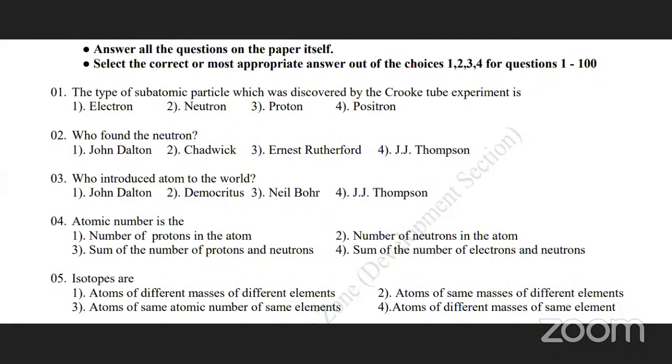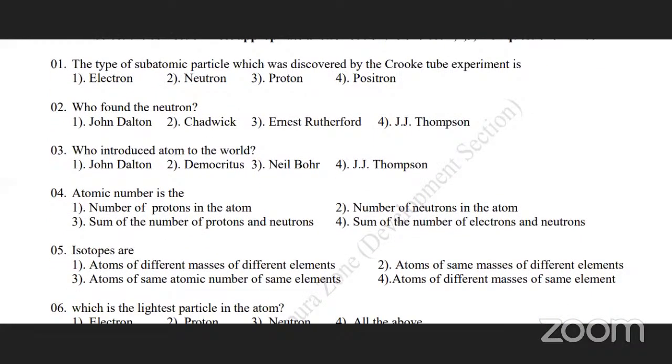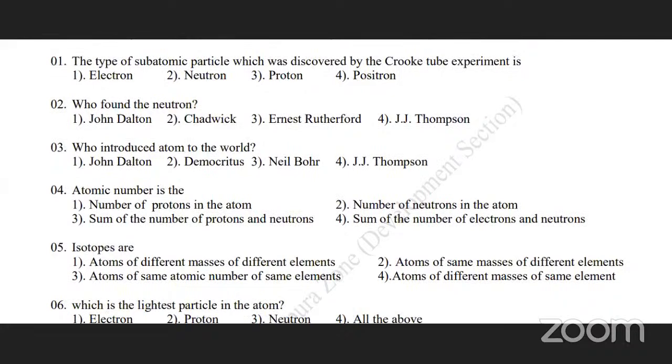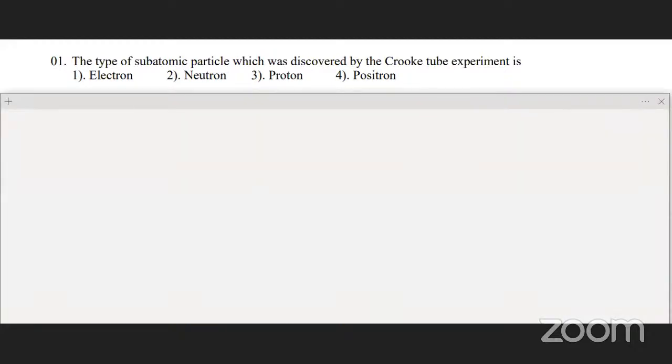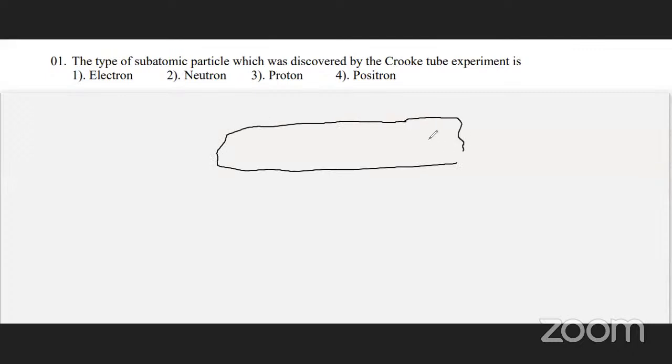As you all know, in grade 10 from the beginning you will start electronic configuration, structure of the atom, subatomic particles. So the first question: the type of subatomic particle which was discovered by Crookes tube experiment. Actually, electron was discovered by J.J. Thomson, but Crookes experiment, or we call it cathode ray tube experiment, led to the discovery of electron by J.J. Thomson. Sir William Crookes wanted to check whether there's a possibility of sending electricity through air.